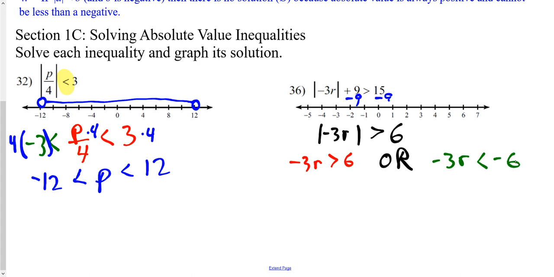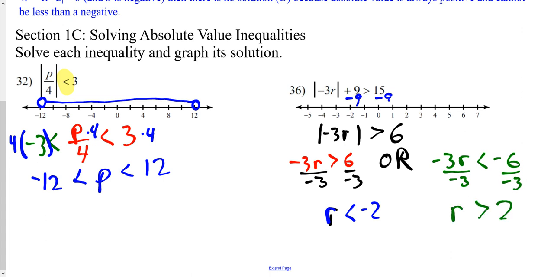And then you have to solve each one of these. When you solve the first one here, you're dividing by negative 3. You get r less than, because you're dividing by a negative, switch your inequality sign. When we do the green one, you also divide by negative 3, so you have to switch your inequality sign. And then you have an or statement in between.